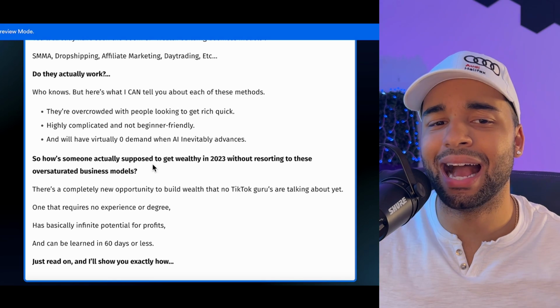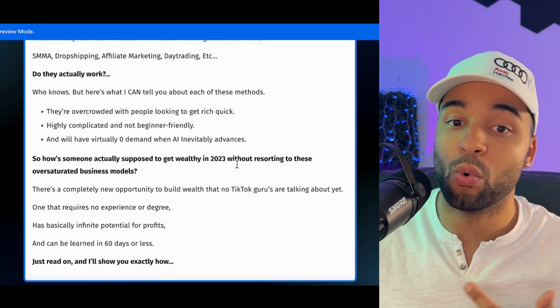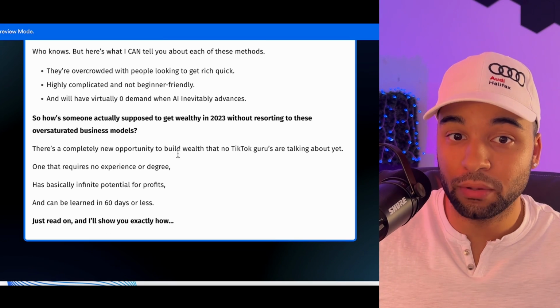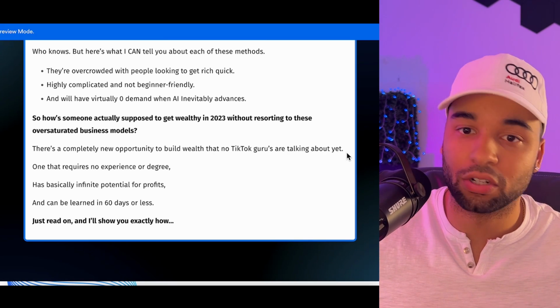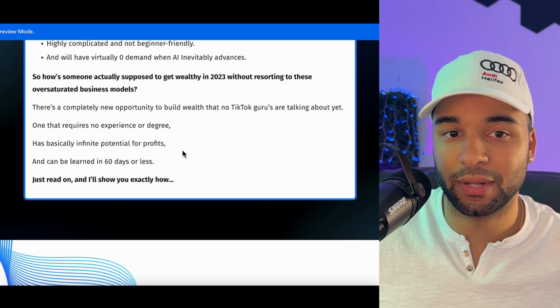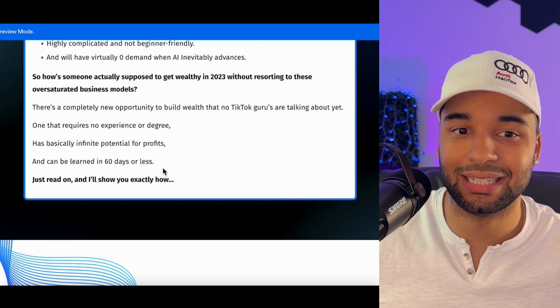So how is someone actually supposed to get wealthy in 2023 without resorting to these oversaturated business models? There's a completely new opportunity to build wealth that no TikTok gurus are talking about yet. One that requires no experience or degree, has basically infinite potential for profits, and can be learned in 60 days or less. And as you can see, he has something similar here, right?